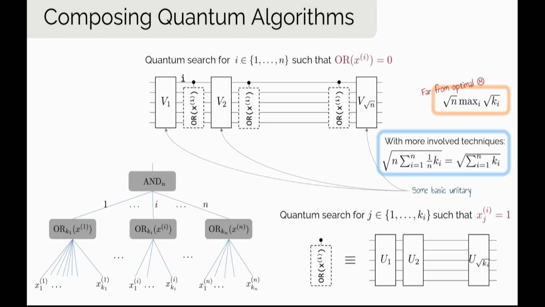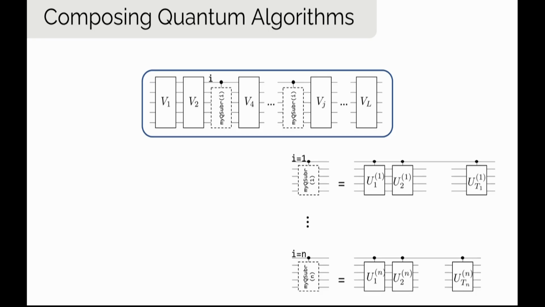Okay, so it looks like if you compose circuits, you can't get a very good complexity compared to what you would get with a randomized algorithm, right? A randomized algorithm would never wait for the maximum number of steps. And in general, what this looks like is the following.